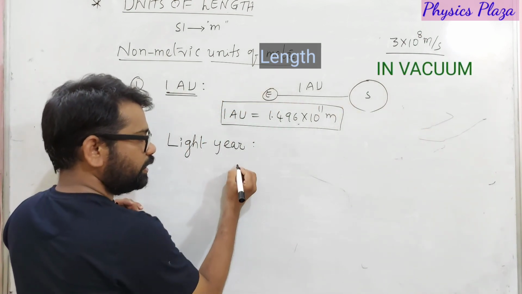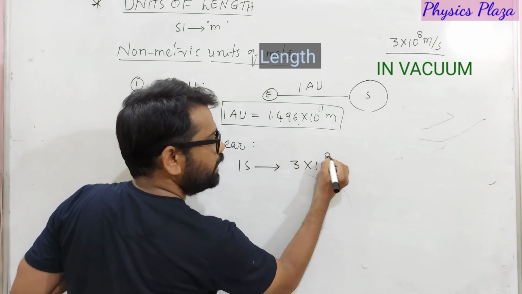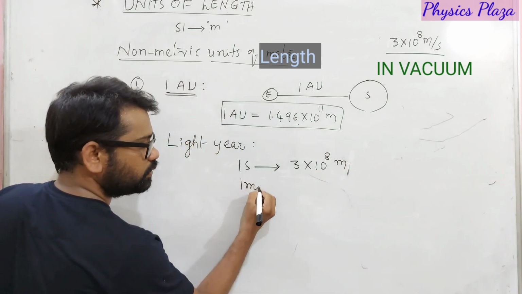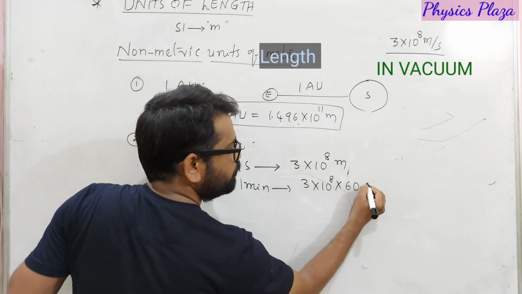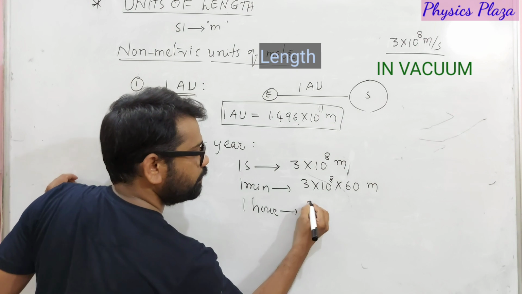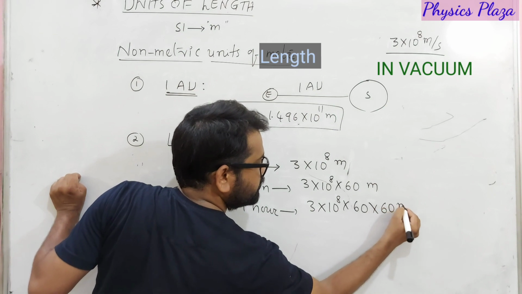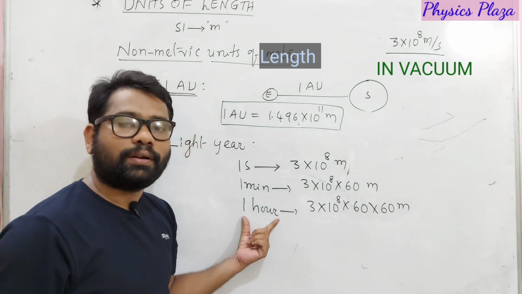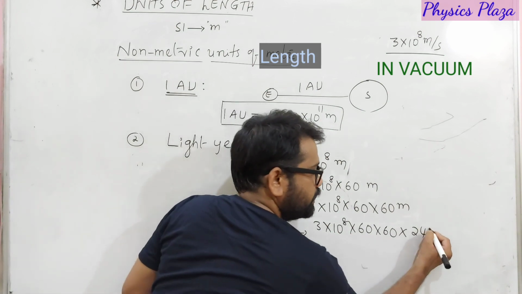So in 1 second it travels 3 into 10 to the power of 8 meters. Whereas in 1 minute it is 3 into 10 to the power of 8 into 60 meters. In 1 hour it will travel 3 into 10 to the power of 8 into 60 into 60 meters. This is the distance traveled by light through vacuum in 1 hour. What about 1 day? In 1 day, dear children, it can travel this many meters.